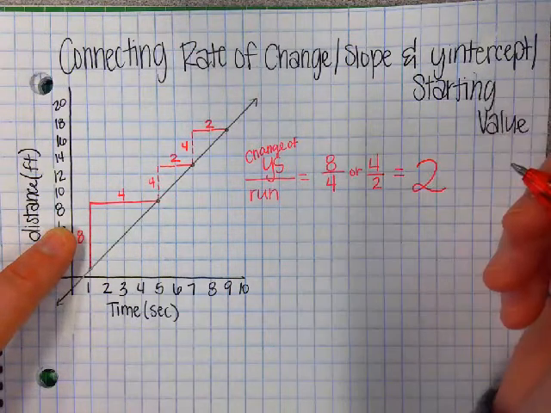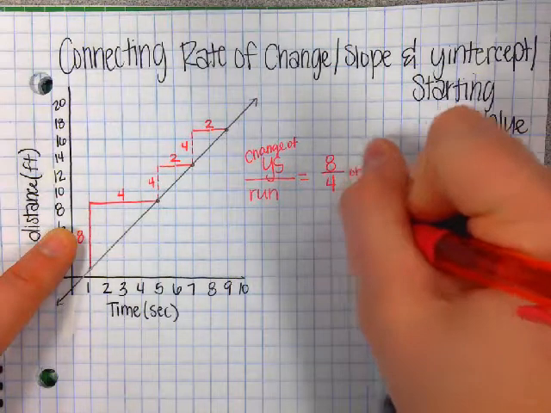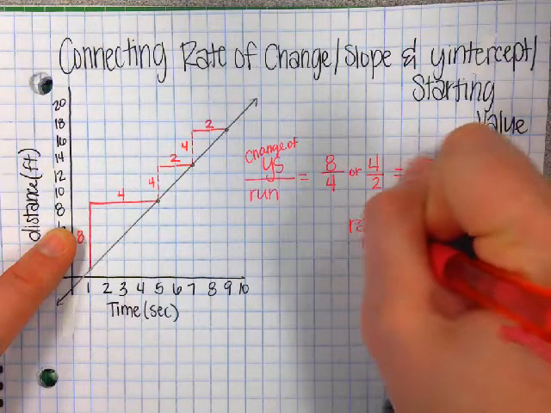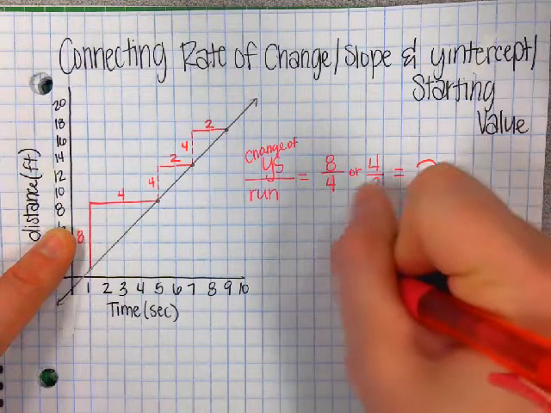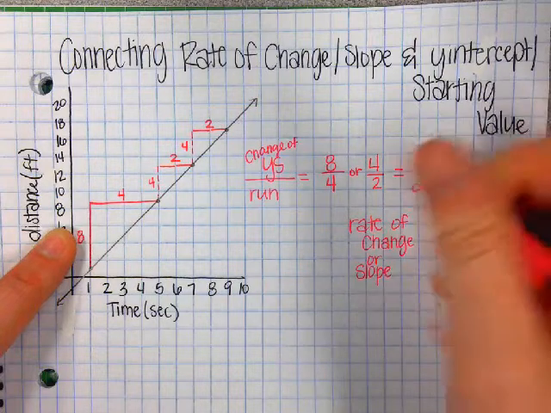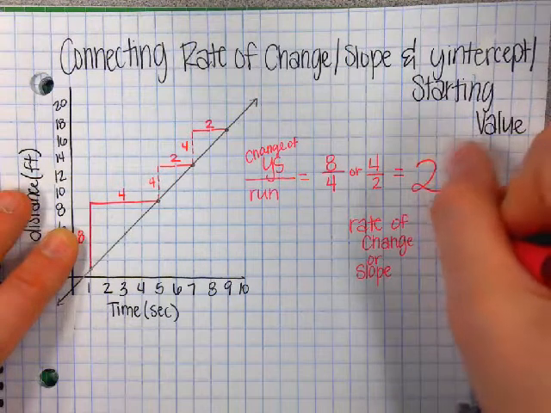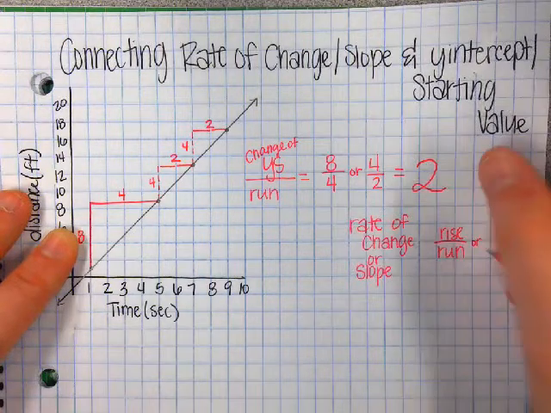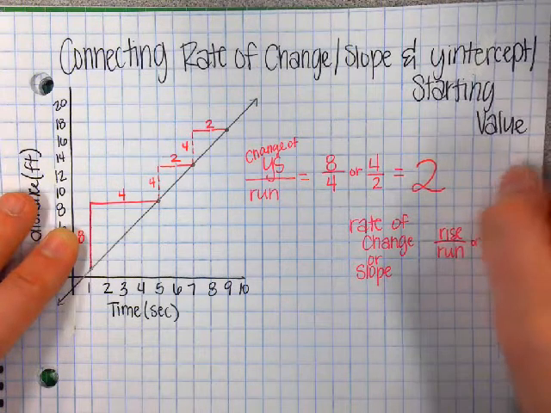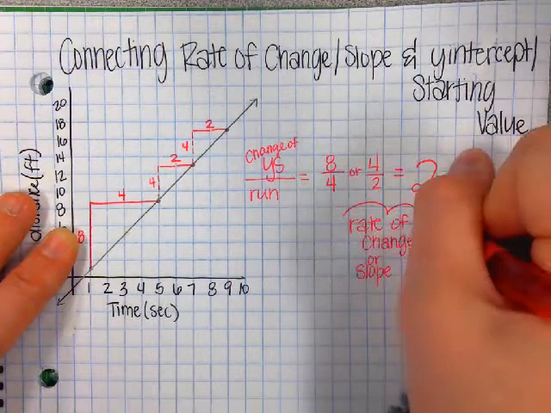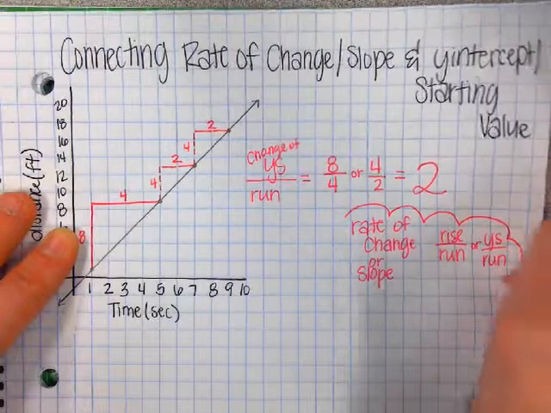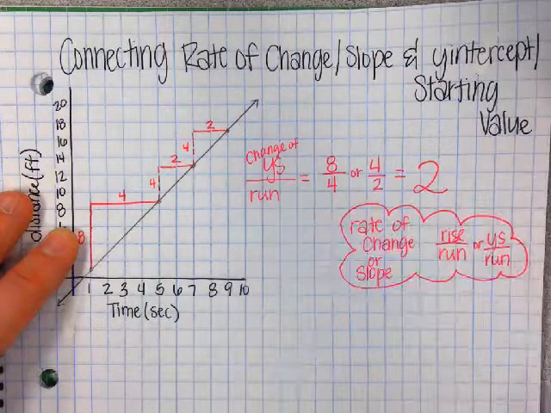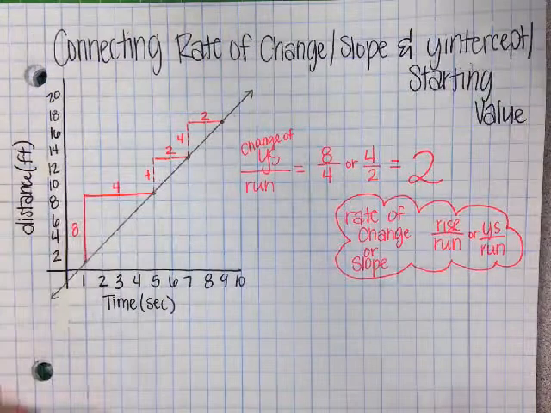Okay, so probably want to write this down again. So to find rate of change or slope, you want to do rise over run or y's over run.